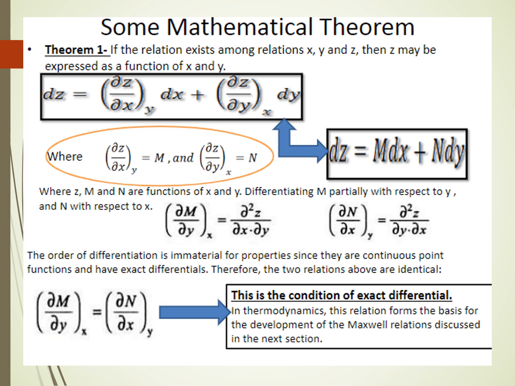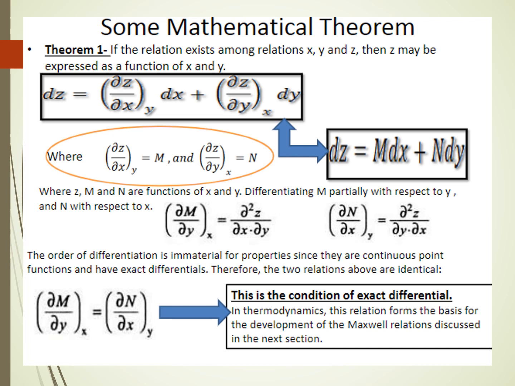This is the exact differential equation we will solve. Let z be a single valued continuous function of two independent variables, x and y. So z is equal to a function of x comma y. We consider dou z by dou x at constant y equal to M, and dou z by dou y at constant x equal to capital N. So we will write dz is equal to M dx plus N dy.